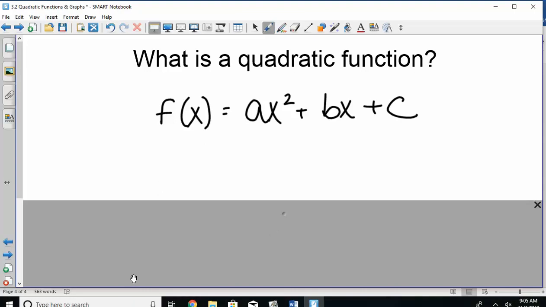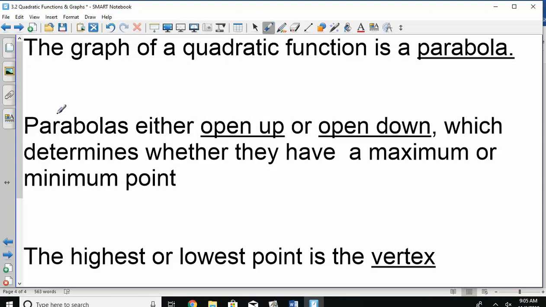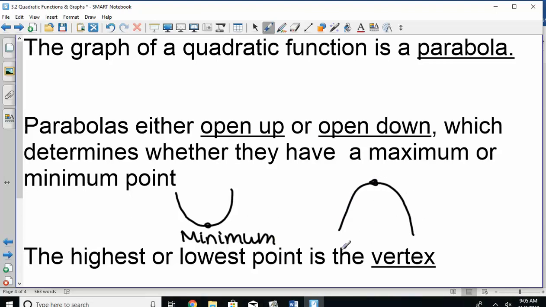When I graph it, what does the graph look like? The graph is a parabola. When I'm talking about my parabolas, they are either going to open up or down, which will determine if they have a maximum or a minimum point. So if I'm talking about a parabola that opens up, this is a minimum. If my parabola opens down, it is a maximum.